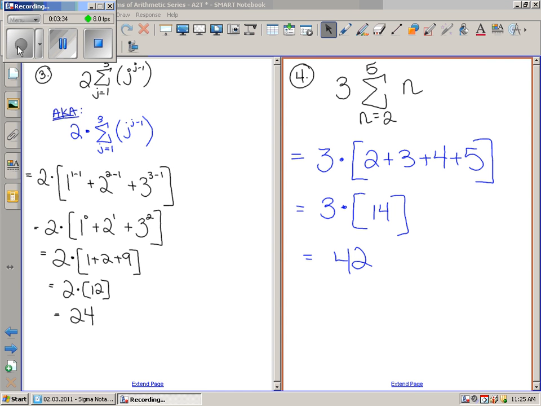So there you go. That's how to do question number 4, right? You just start at 2, go to 5, plug them in. Simplify it, multiply it by 3, and then you're done. That's it. It really is that simple. Doesn't get any harder. You just have to know about the placement.